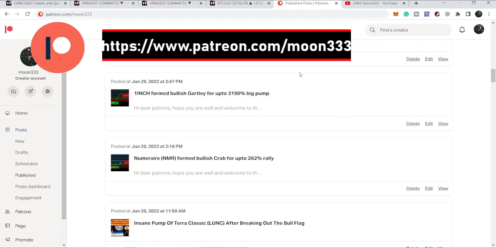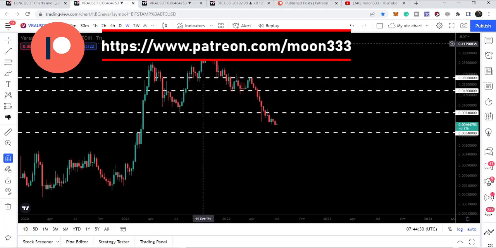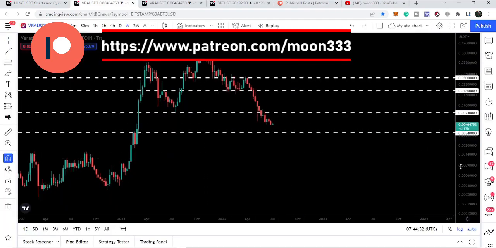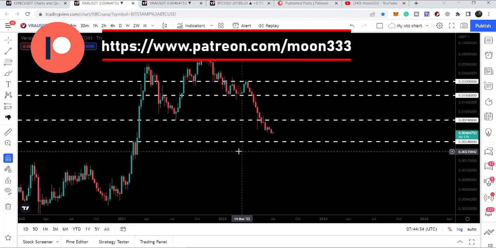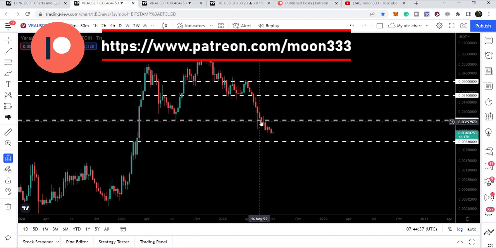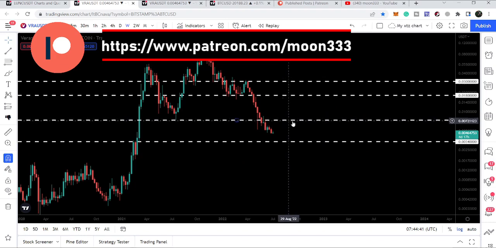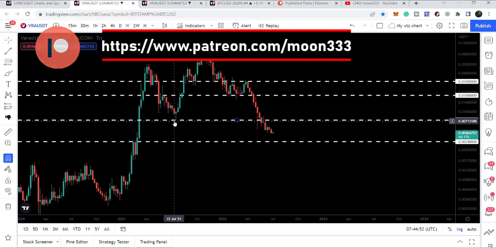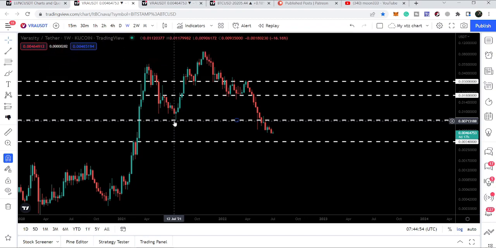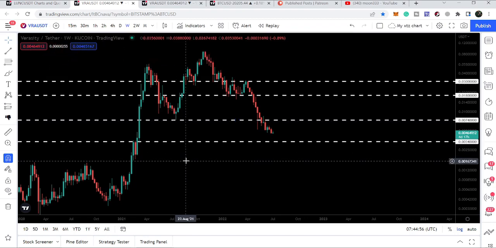Now let's start the analysis. First of all, let me begin with this weekly time frame chart. And here we can see that Verasity is moving between the resistance and support of 3.4 cents to 7.4 cents. And these are, by the way, major support and resistance levels, the long-term support and resistance levels on the weekly time frame chart. There can be some other support and resistance levels in the short term, but I'm just going to show you some major support and resistance levels.